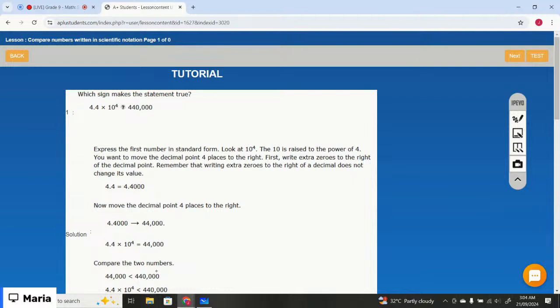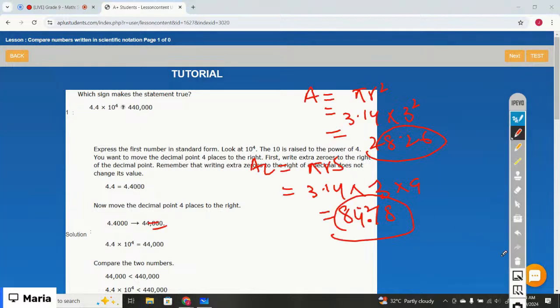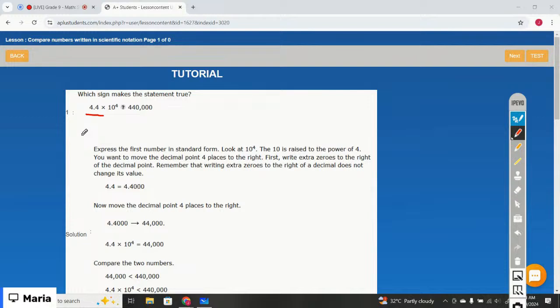Which sign makes the statement true? 4.4 times 10 exponent 4 and 440,000. Okay, so just look at the numbers. This is the number written in scientific form and this is the one written in general form, right? You cannot compare them until they both are in the same form, right? Either you can write them down in the scientific notation form or in the general form and then you can compare them, right?